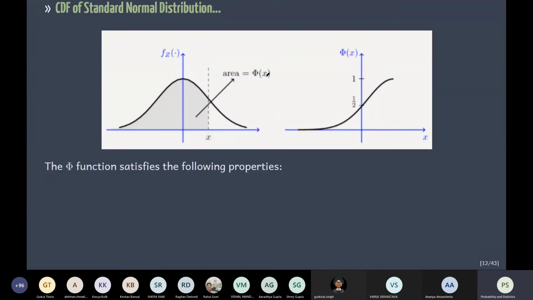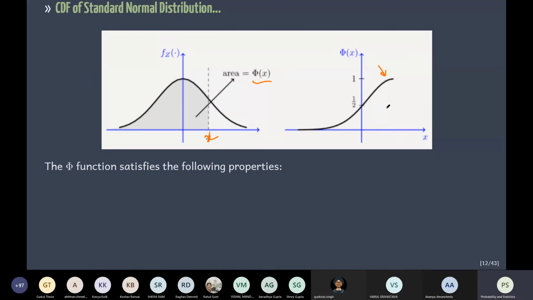So phi x is nothing but the area, which is nothing but the CDF. This is the area under the curve up to the point x. This is what I have plotted here. So phi x is like the area function. The phi x can be plotted separately here. Phi x is not this curve; phi x is just the area function. So if I plot the area, then this curve denotes the area value.